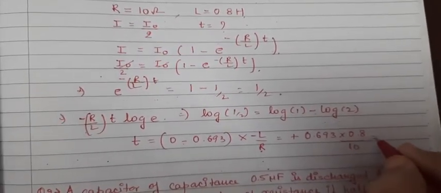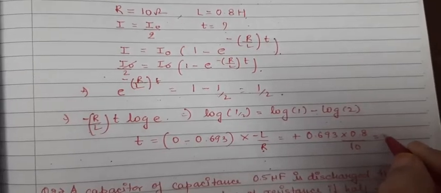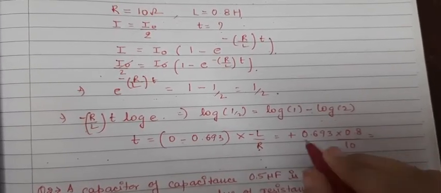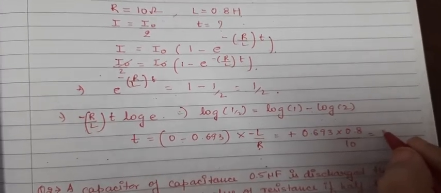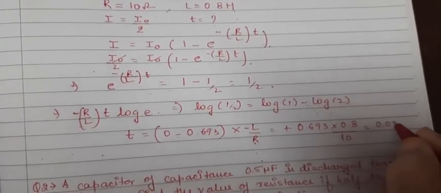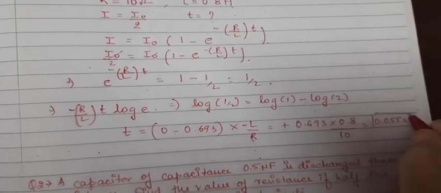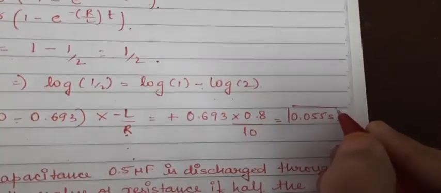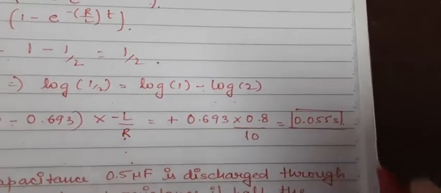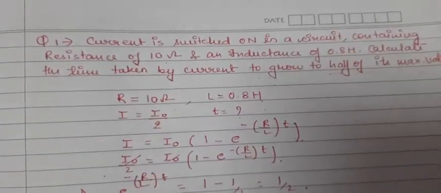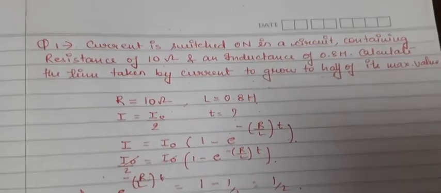So ultimately how much am I getting? If you solve here, 0.08 multiplied by 0.693. So I am directly writing the answer, that is 0.055 seconds. So I am getting the answer as 0.055 second. So this was the first question which we have done on the basis of the R and L circuit.